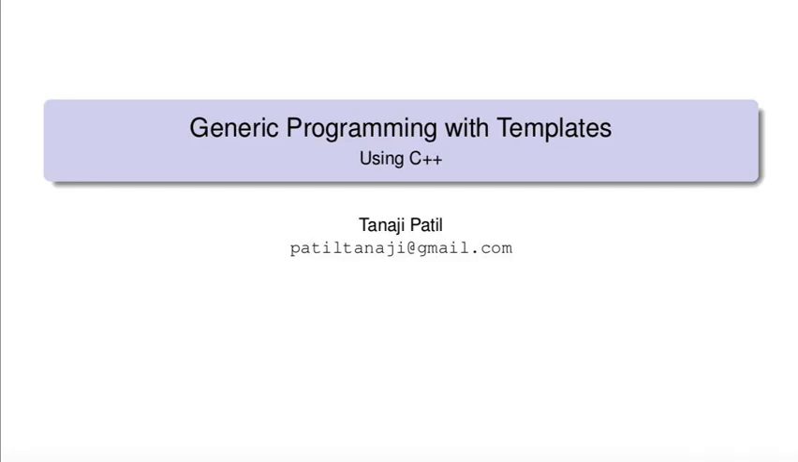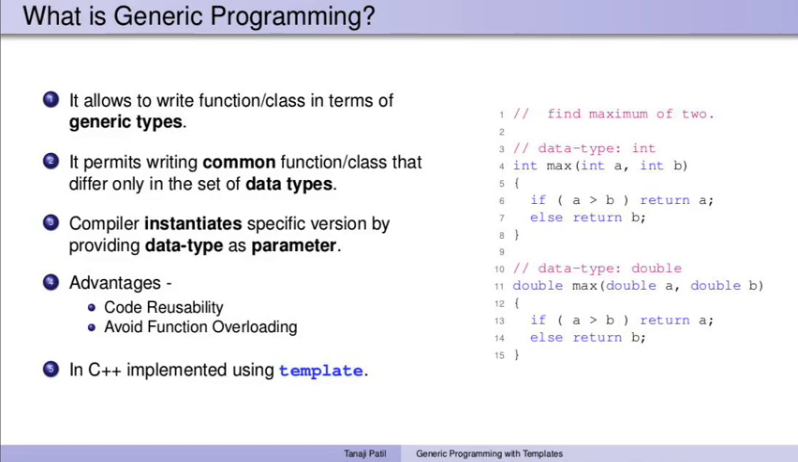Hello everyone. In this video, we will introduce generic programming with templates using C++. So what is generic programming? Generic programming is a style of computer programming in which the code is written in terms of generic data types and actual data types will be specified later. So it allows writing code that differs only in a set of data types.